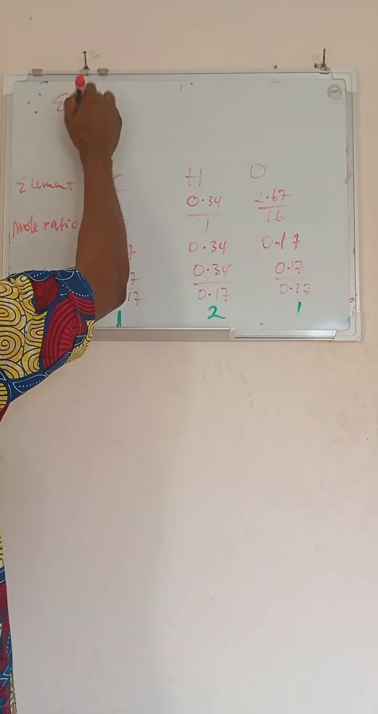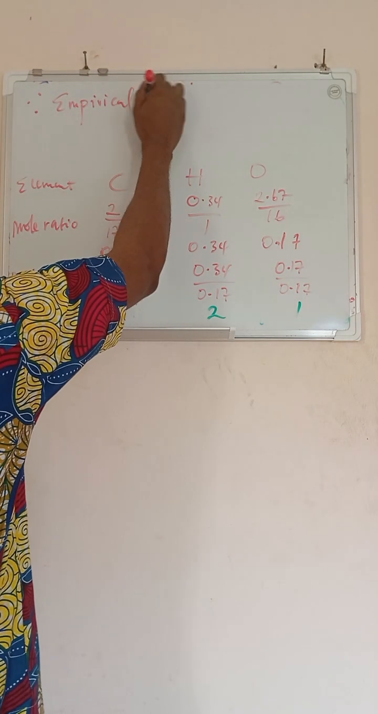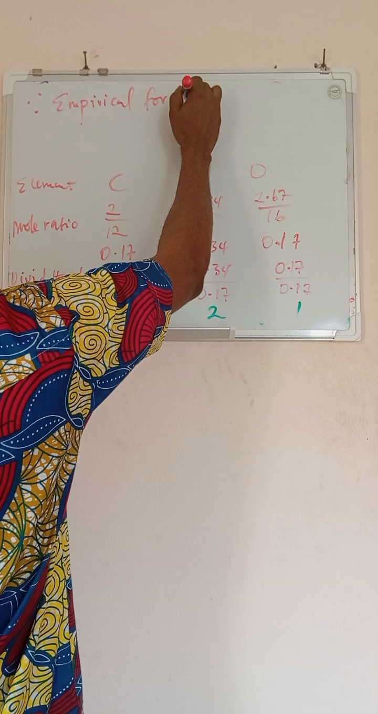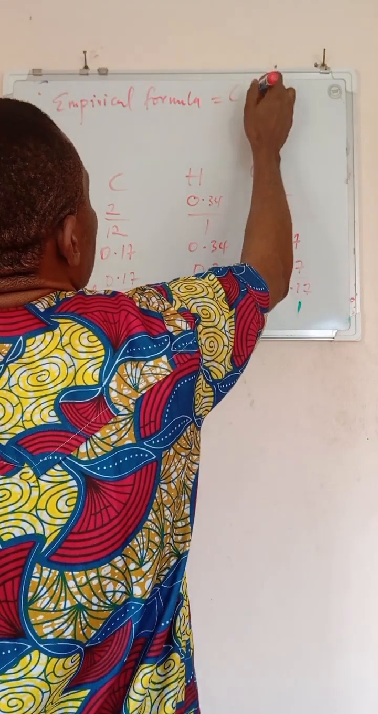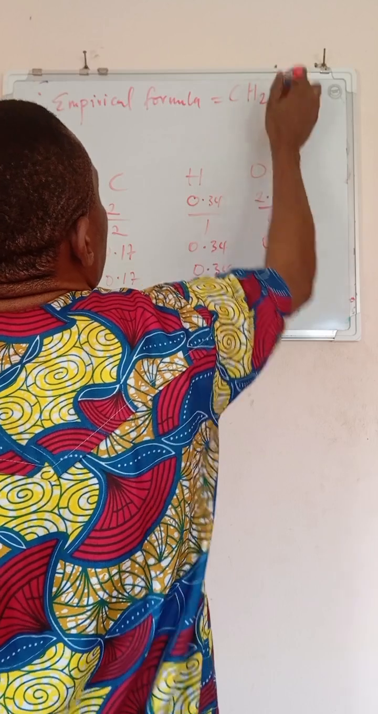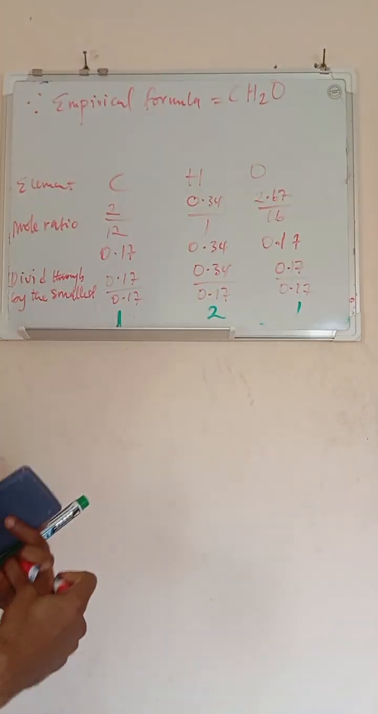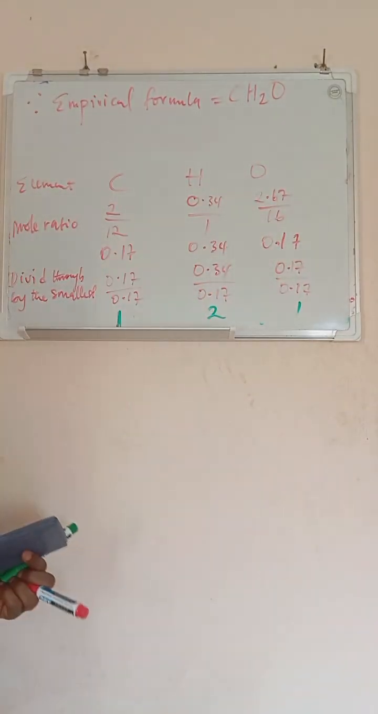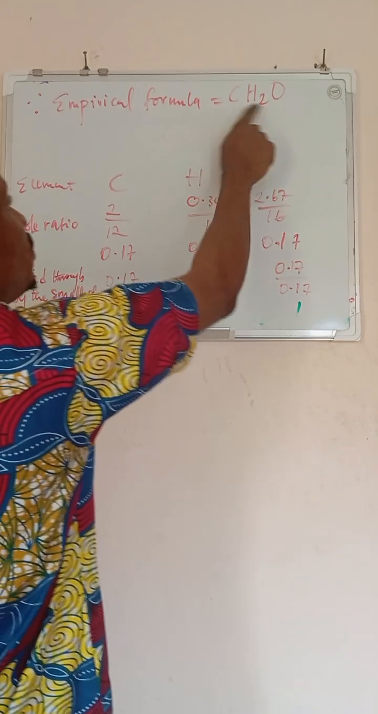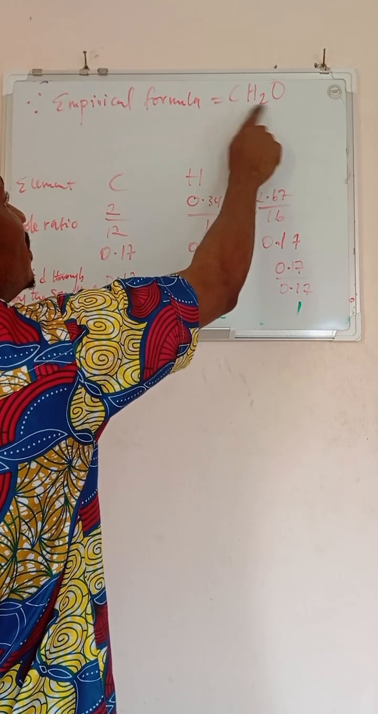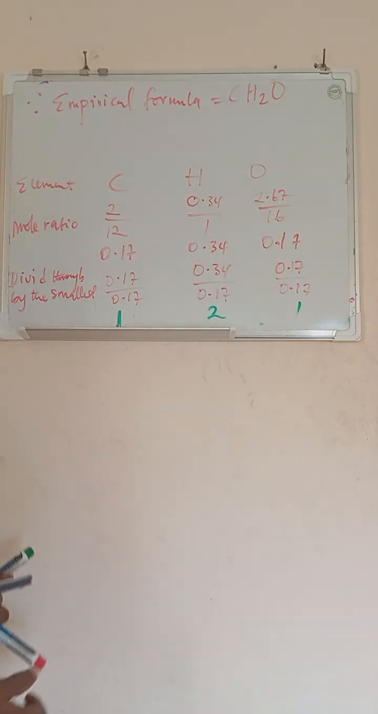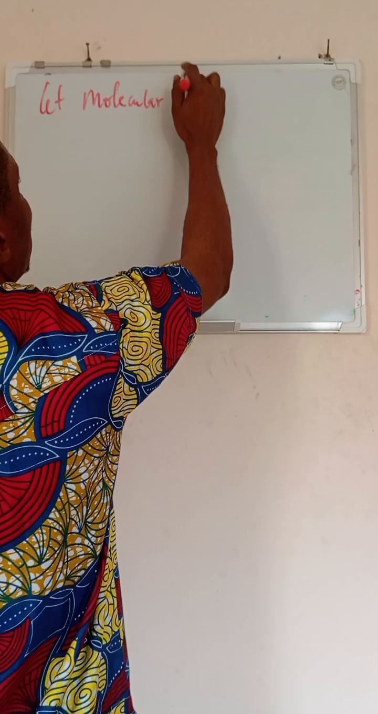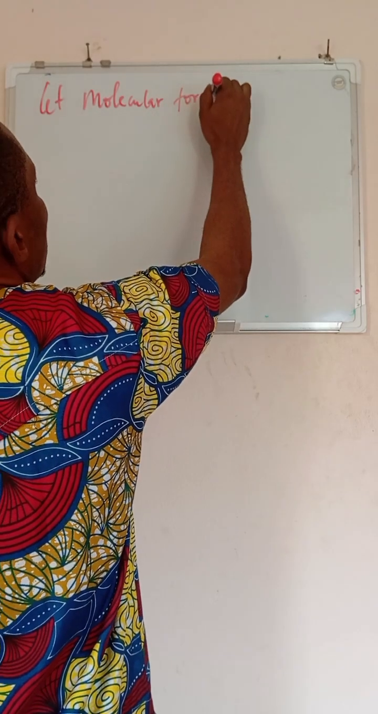Therefore, the empirical formula is CH2O. This is the empirical formula because hydrogen is 2, so you can see the ratio of their combination. Okay, now let us obtain their molecular formula, because we are looking for the molecular formula.